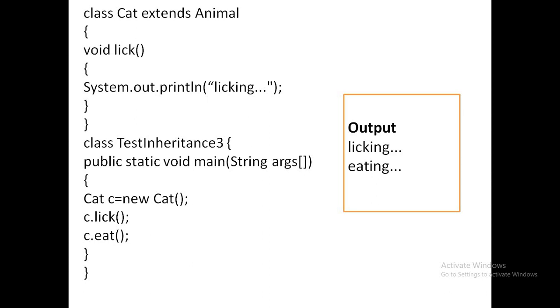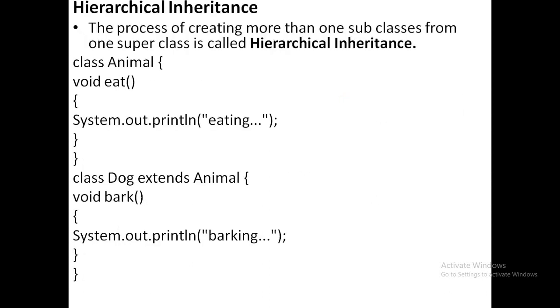While we are creating an object for the subclass Cat, it is able to access only the method of that subclass Cat as well as the base class Animal, whereas it cannot access the method of the subclass Dog.